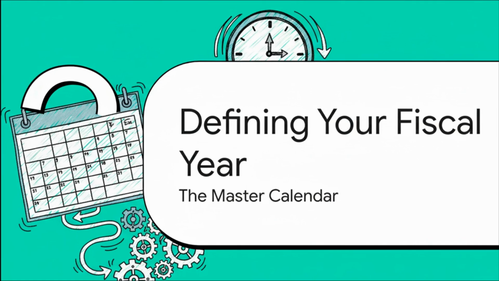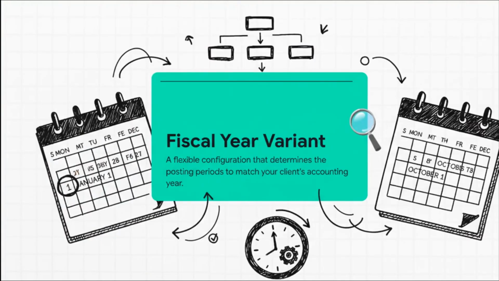Okay, so for the system to know which periods to open or close, it first needs, well, it needs a calendar, right? And that brings us to part 3, defining your fiscal year. This is basically the master calendar for the entire organization. In SAP speak, this master calendar is called the fiscal year variant, and its number one feature is flexibility. I mean, it doesn't care if your company's fiscal year starts on January 1st, like most companies, or if it starts on, say, October 1st.